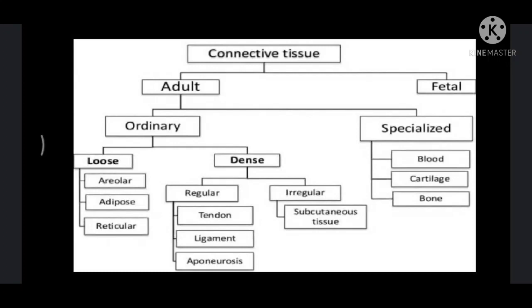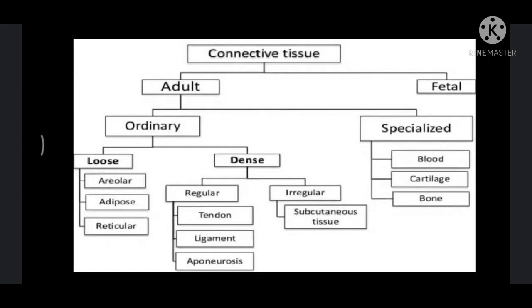So then there is irregular dense connective tissue. The dense connective tissue irregularly found, an example is the subcutaneous tissues. Sub means below, cutaneous means skin. So the tissues present below the skin are called the subcutaneous tissues. This is the example of the irregular dense connective tissue. So irregular dense connective tissue is seen subcutaneously.